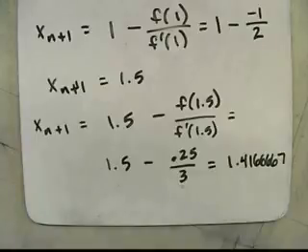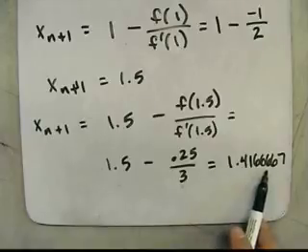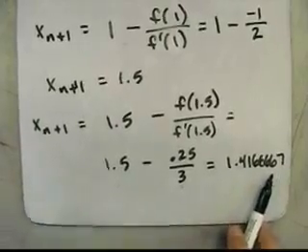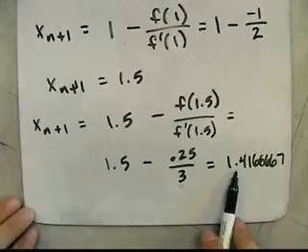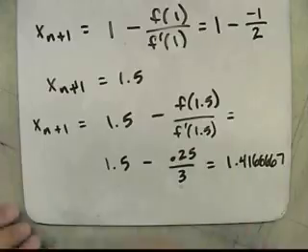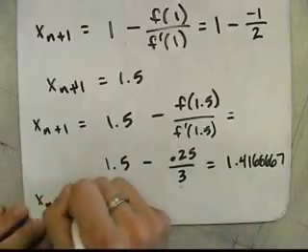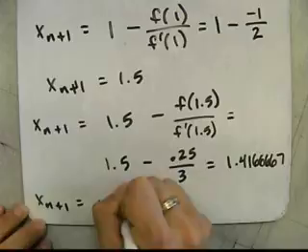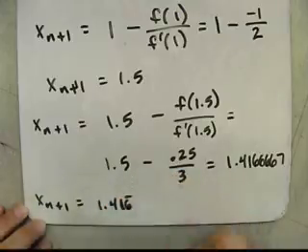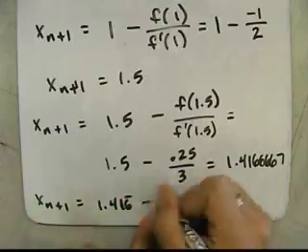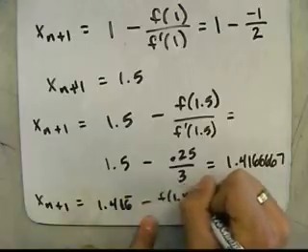Besides, I'm going to show you a nice little shortcut here in a second, so don't worry too much. Now I got 1.4166667 repeating, basically, so I got that nice little pretty fraction. Now I want to do that again. You want to keep going as far as you want until you feel pretty satisfied with what the answer is. So we would go again: x sub n plus 1 equals 1.4166 repeating, minus f of 1.416.